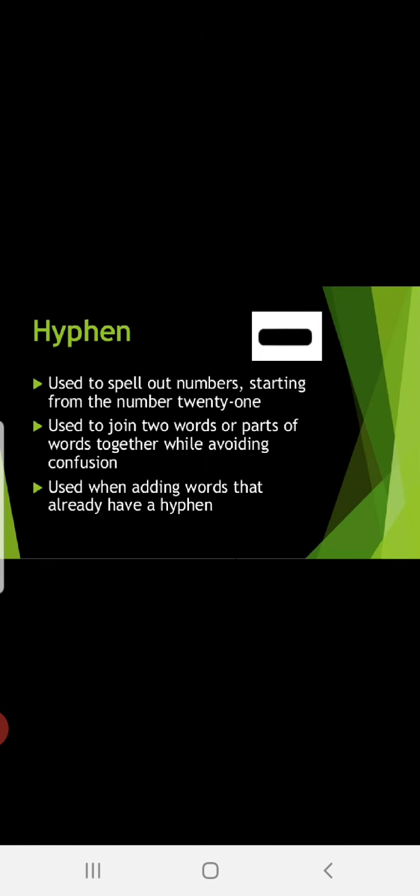Hyphen: used to spell out numbers starting from the number 21. See, twenty-one, twenty-two. It is used in numbers also. It is used to join two words or parts of words together while avoiding confusion. In case you are writing a sentence, if your word is getting disconnected at the end of the line, you put one hyphen and continue on the new line. It is also used when adding words that already have a hyphen. If you know that there is a hyphen used in this, you can use it.